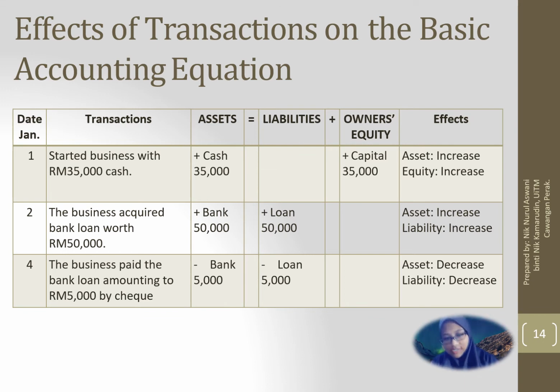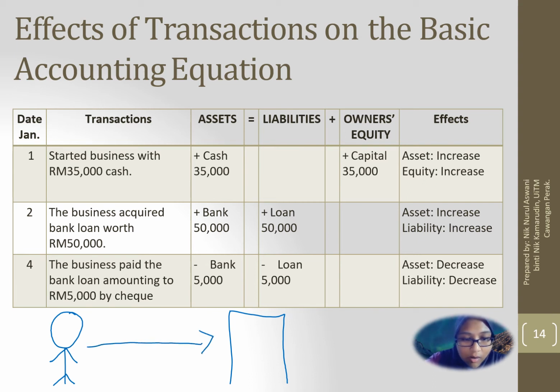Let me draw something to help you imagine the transaction. Let's assume this is the owner, and this is the business. Now the business has nothing: asset 0, liability 0, equity 0. But then you, as the owner, have registered your business, so now you have a business. To start the business, you need to bring cash into the business, so you brought cash of RM 35,000 into the business.